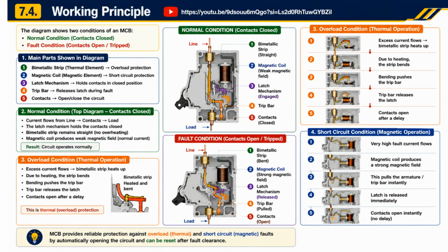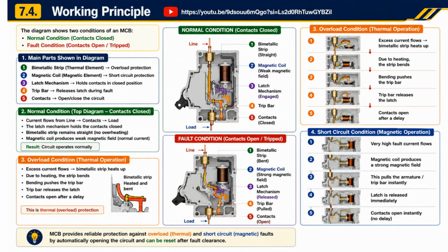4. Short circuit condition, magnetic operation. A very high fault current flows instantly. The magnetic coil produces a strong magnetic field. The magnetic force pulls the armature and operates the trip bar. The latch is released immediately. The contacts open instantly, interrupting the fault current. This is called magnetic protection.